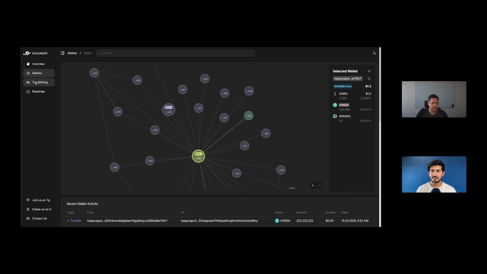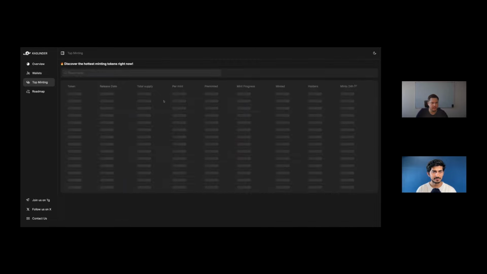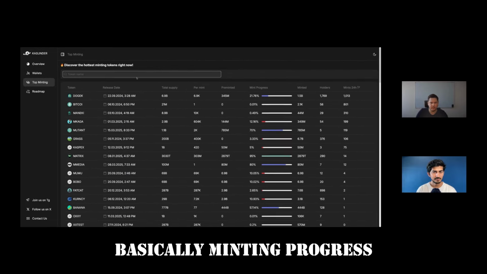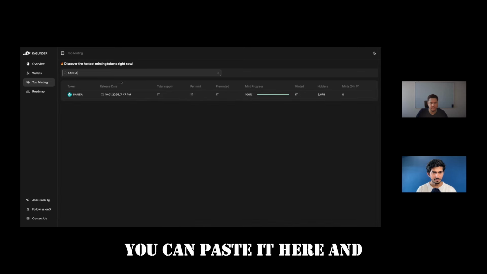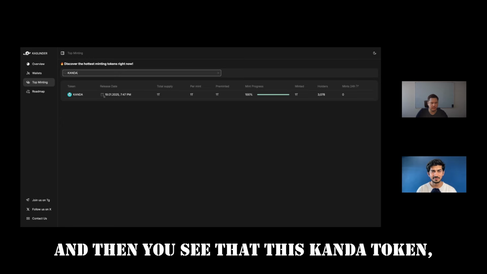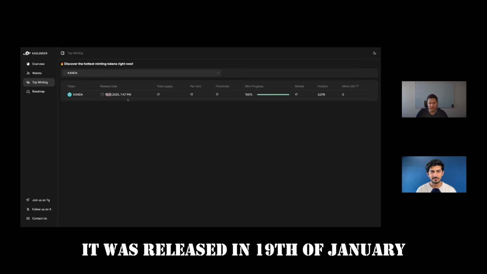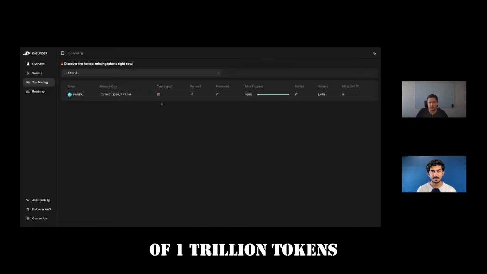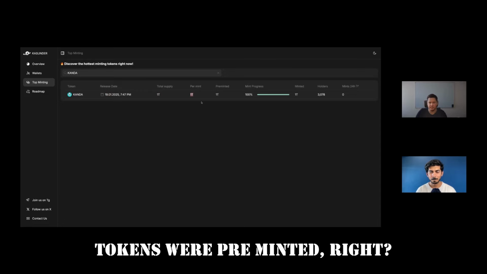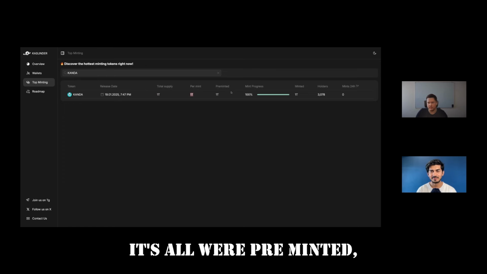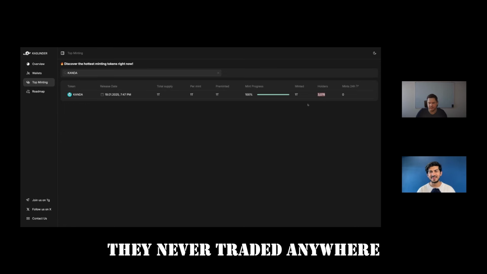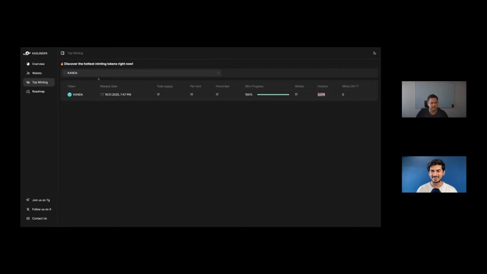So I can copy the address, and there is another tab here called Top Minting, where we show the minting progress of the tokens. But what you can also do is paste it here to filter the token you're interested in. And then you see that this Kanda token was released on the 19th of January. It has a total supply of 1 trillion tokens, and all 1 trillion tokens were pre-minted, right? And although all were pre-minted, now it has 3,000 holders. So 3,000 wallets have an allocation of this token somehow without any trading, like zero trading wallets. They never traded anywhere. Very, very suspicious.